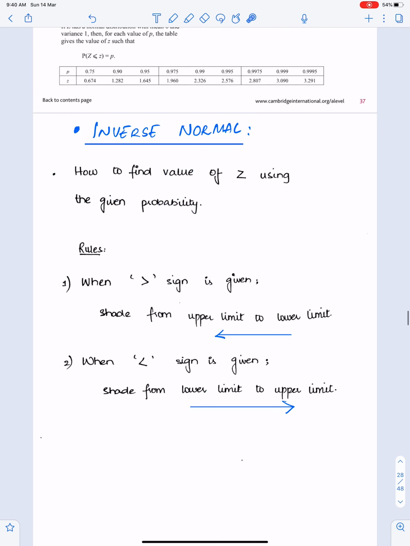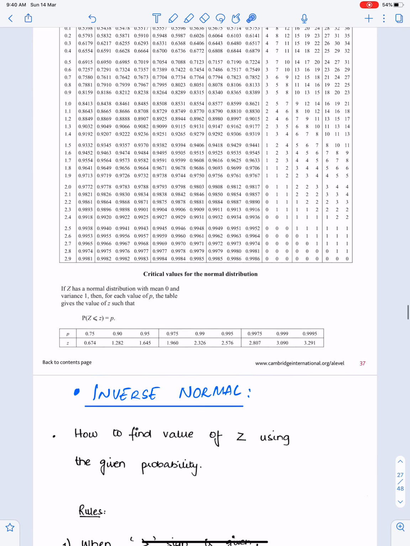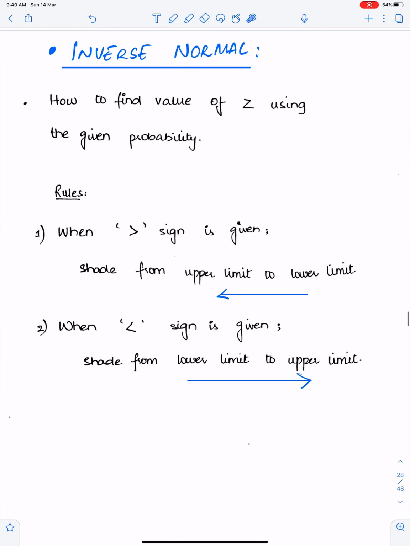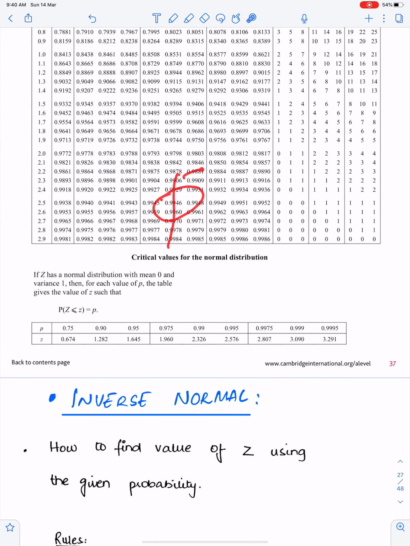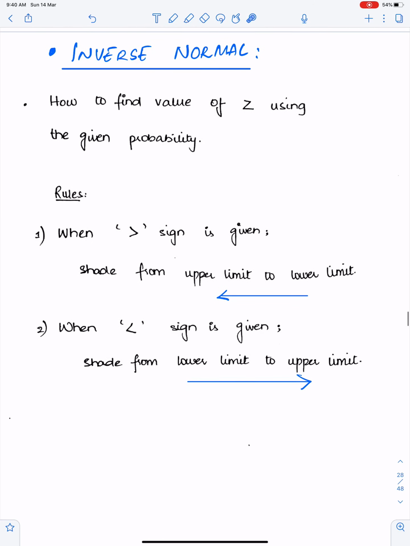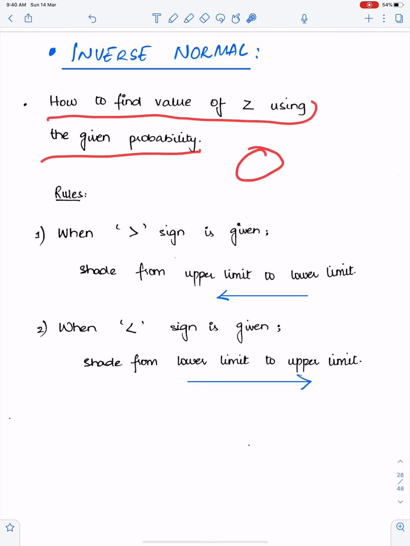Normal distribution table. This table is for inverse normal here. We already have done how to use table for phi inverse. We find phi inverse in this section. So I will not discuss phi inverse thing here. I will just discuss the properties of inverse normal: how to find value of z using the given probability. This is known as inverse normal, phi inverse.